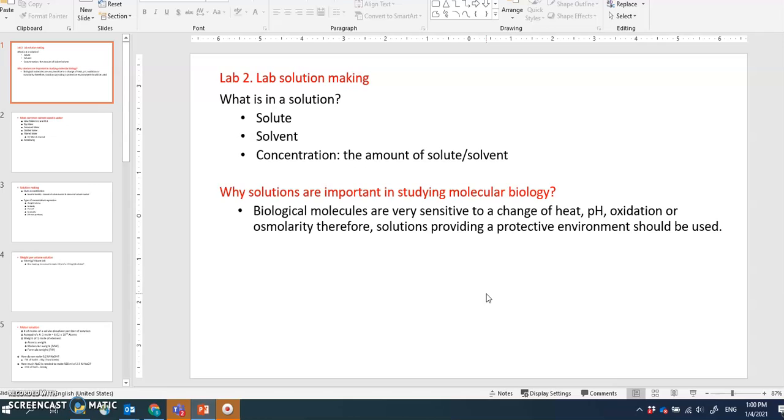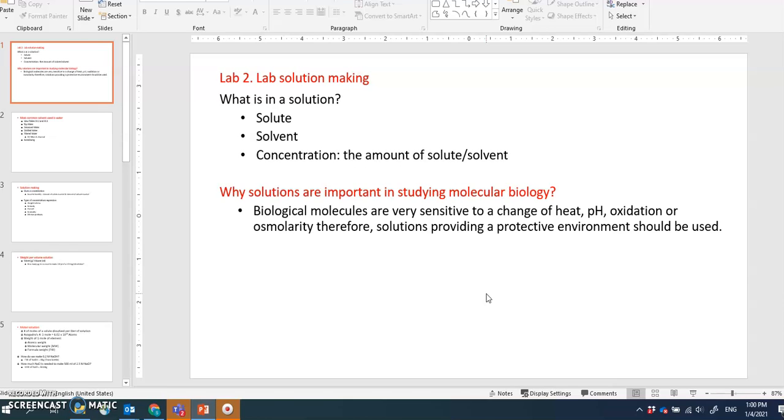A solution is a mixture of solute and solvent together. Solute is a chemical with a defined quantity, and it's normally dissolved in a solvent of a different kind. Most likely the solvent is water, unless your solute is very strongly hydrophobic. When you mix them together, the concentration is normally given as the amount of solute per solvent. Makes sense, right?